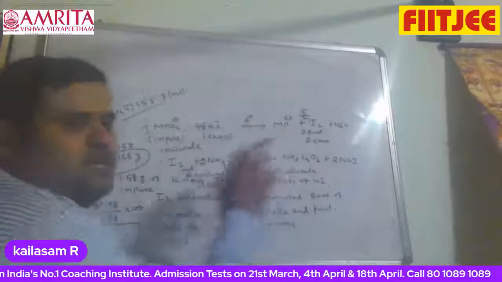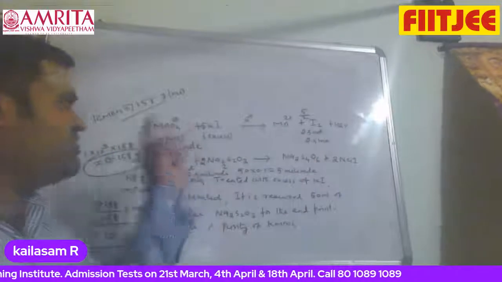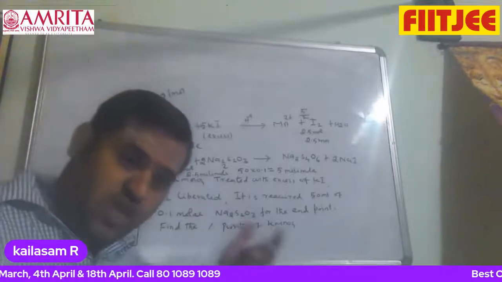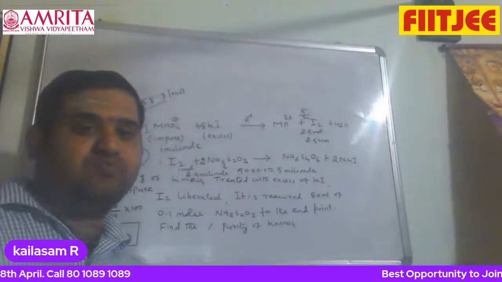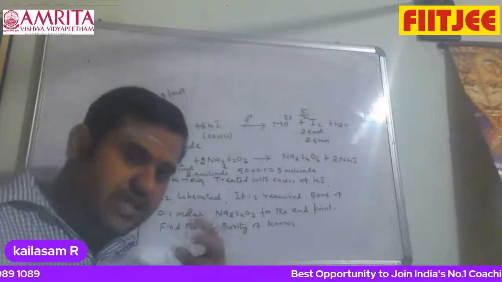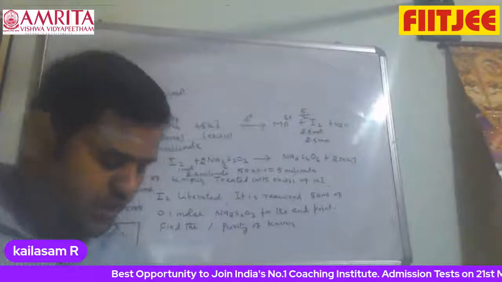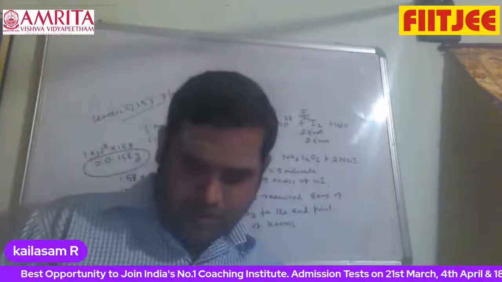So this is iodometry, the estimation of oxidizing agents. We can use K2Cr2O7, we can use copper sulfate. So these are all examples of iodometry titration. Can you solve one more question? Look at this, I want to give you one more question.